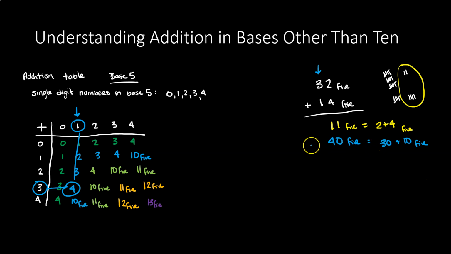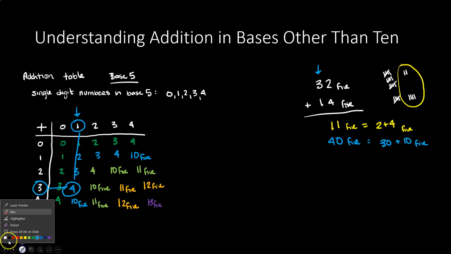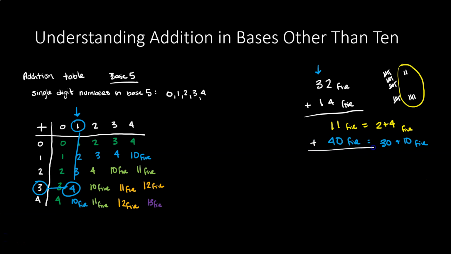And then we can add these together. 1 plus 0 is 1, 1 plus 4 is 1, 0 in base 5. So the number 3, 2, base 5, plus 1, 4, base 5 is equal to 1, 0, 1, base 5. And we used the expanded algorithm to show that.